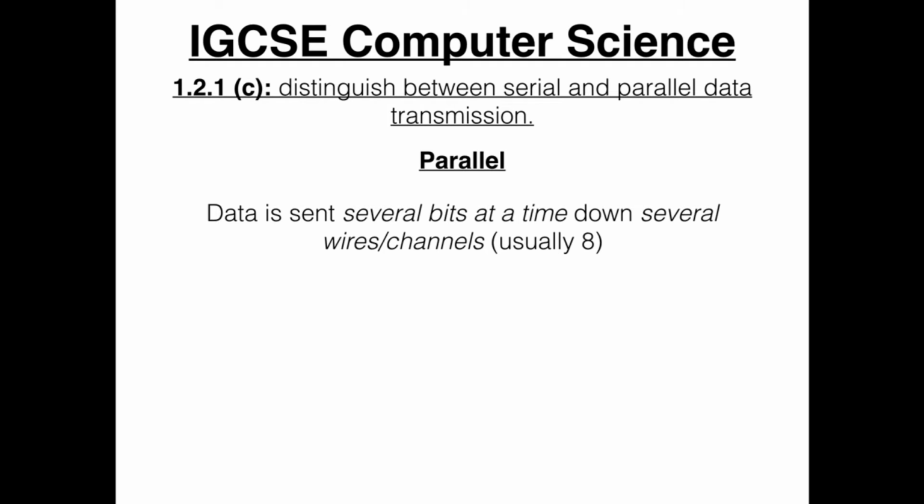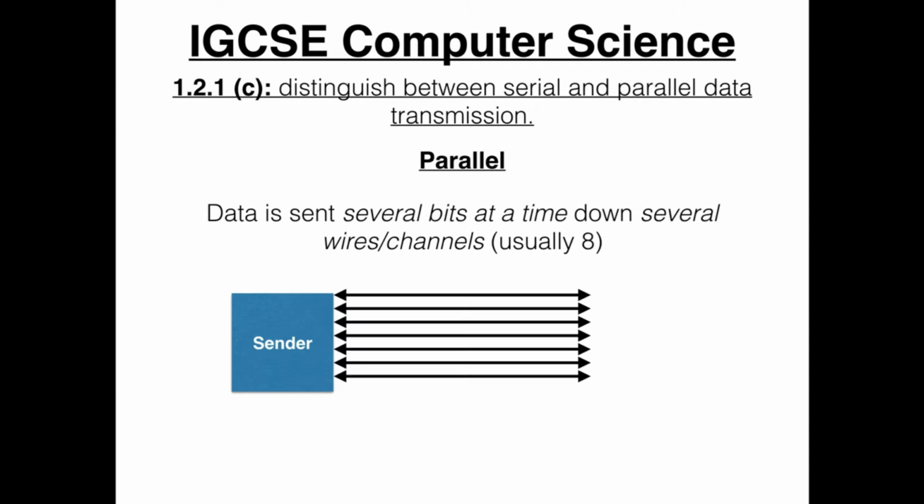Parallel is when data is sent several bits at a time down several wires or channels. Usually it's 8, because 8 bits is 1 byte. To get a good idea of this, I kind of screwed up. I was actually hoping that arrow would... alright, never mind, you get the idea. It's several bits down several wires. Examples of parallel data transmission include sending data to a printer using a ribbon connector, where several bits are sent at a time, and also integrated circuits.